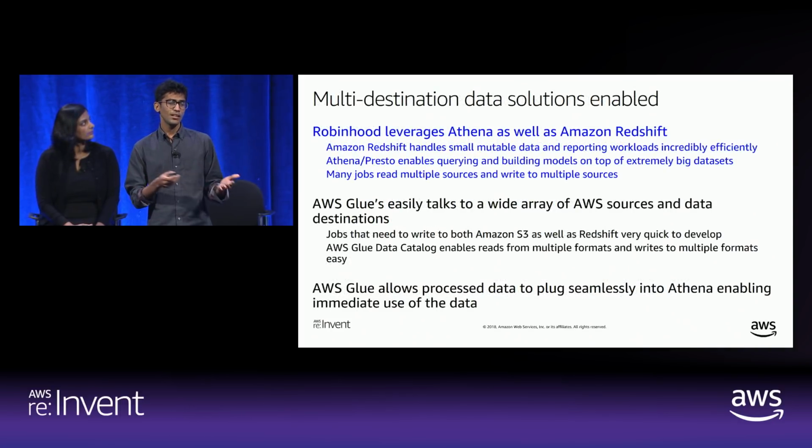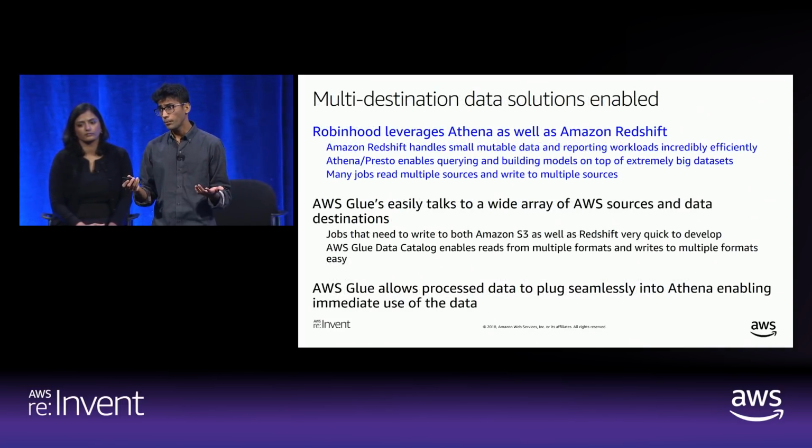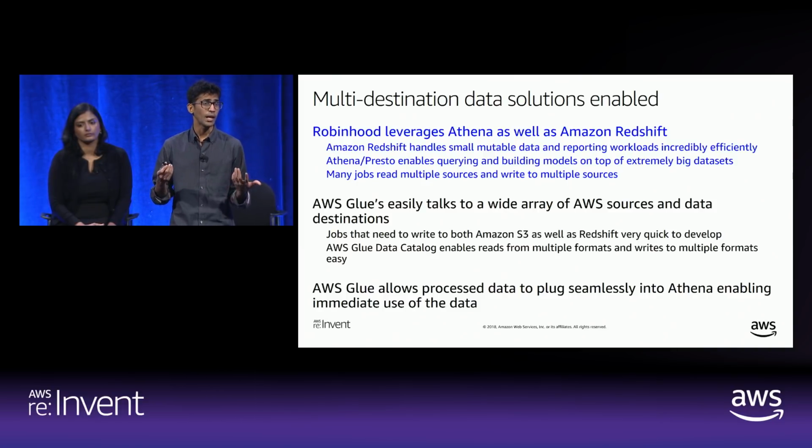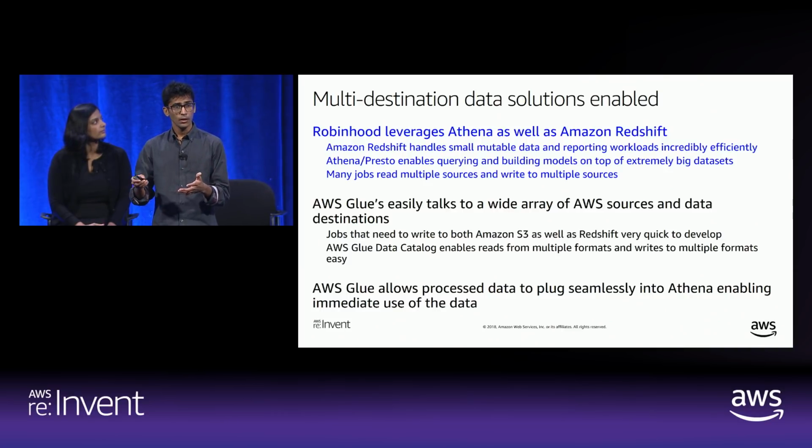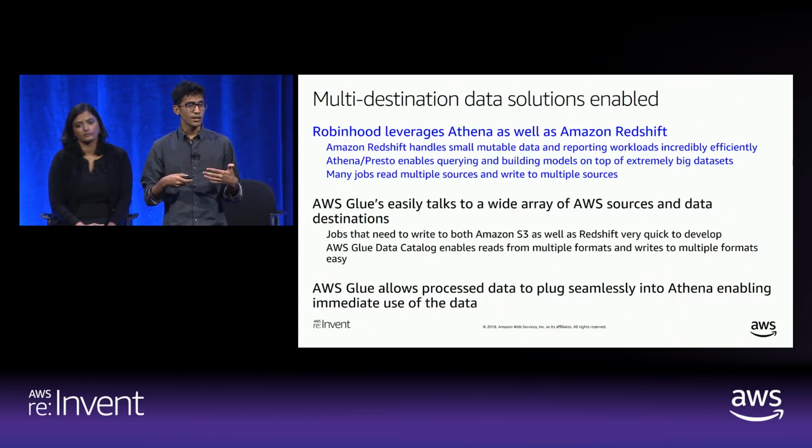In addition, as I said earlier, and this might be true for many people here, you might have a multi-destination data solution in mind. You might want to use Redshift for certain kinds of data loads. You might want to use Presto or Athena for other data loads. You might even use EMR. It's very important to have something that can actually plug in very seamlessly across the board. Amazon Redshift, for us, handles small mutable data and reporting workloads, and ad hoc models or extremely large data set queries that need to run happen on Athena.